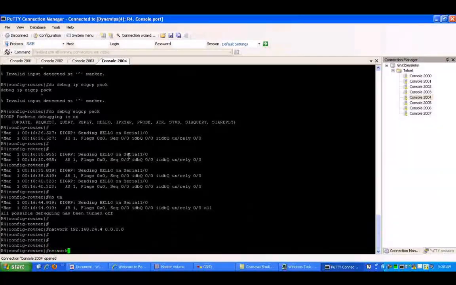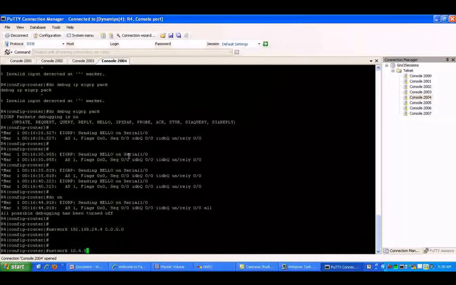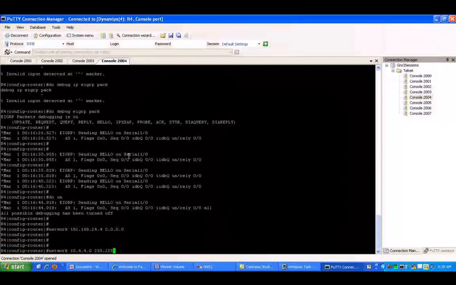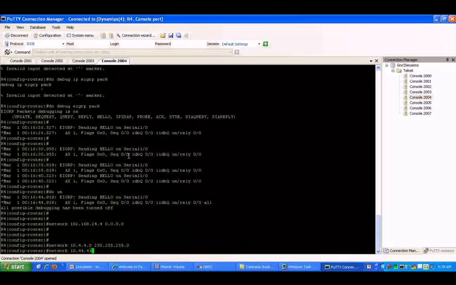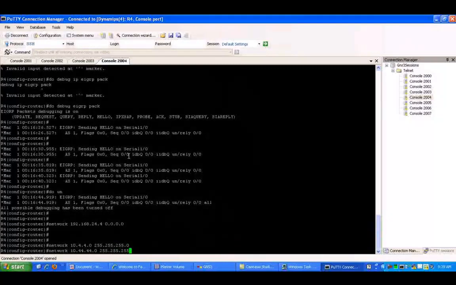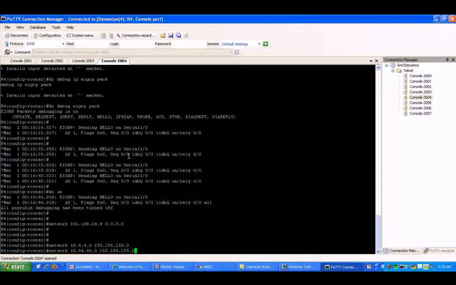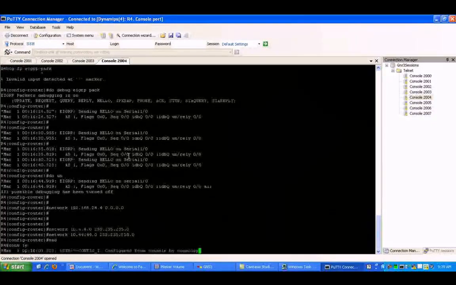So now we're going to advertise our loopbacks into the EIGRP autonomous system. We're going to do that with the network statement again, with 10.4.4.4. And for these networks, we're going to advertise the whole /24, which is 255.255.255.0. So we'll do this again for the 44 network, again with a subnet mask of a /24.